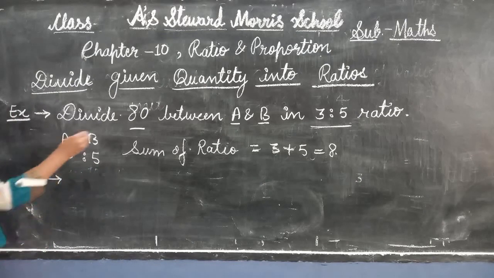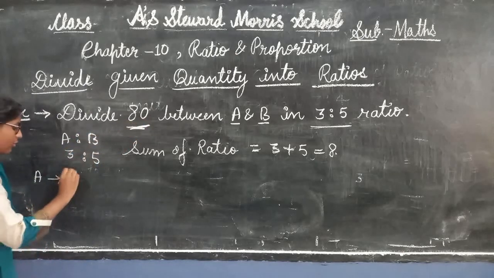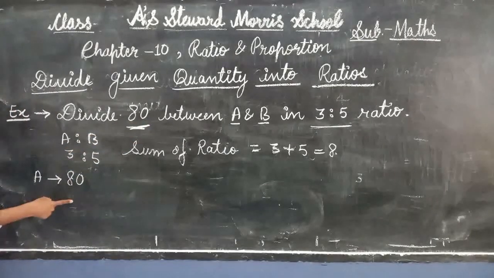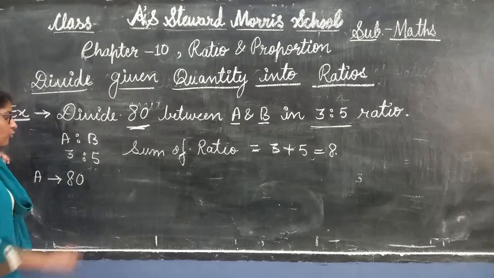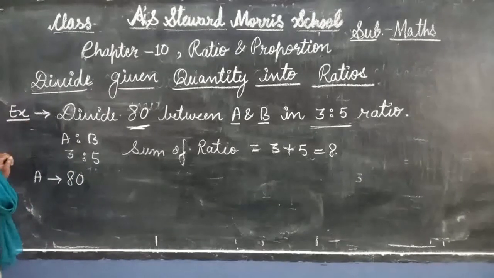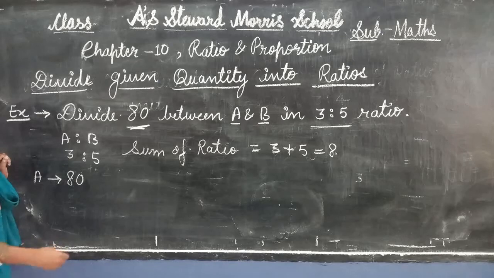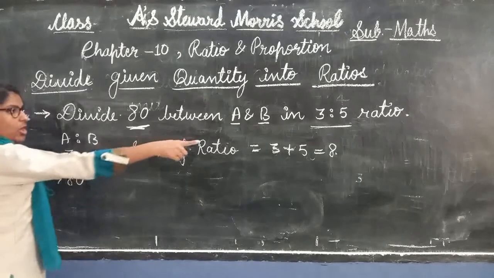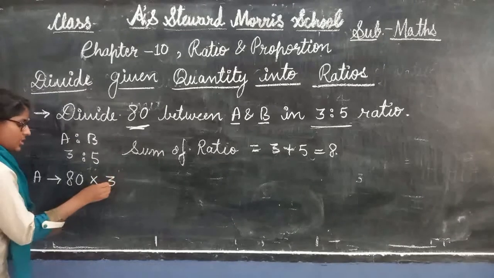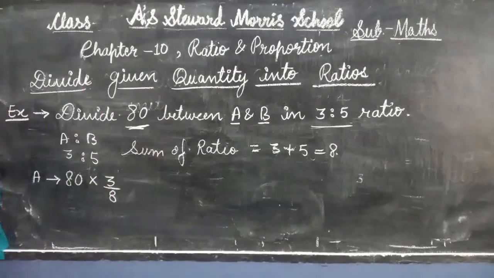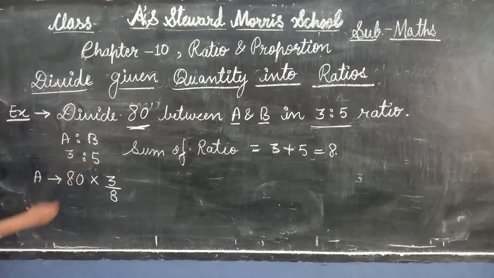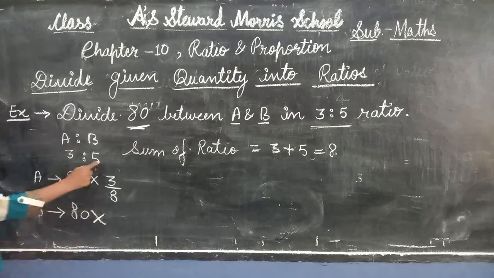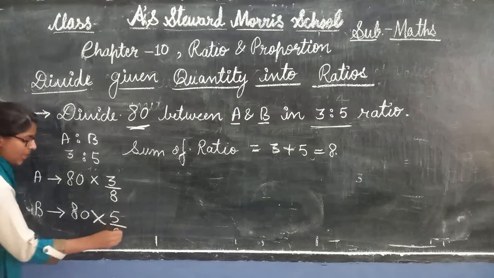For A, how much total do we have? 80. We want to divide this 80 between A and B in the 3:5 ratio. What is the portion of A? You can say the portion of A is 3/8. In this 80, the portion of A is 3/8. Now, what is the portion of B? The portion of B is 5/8.